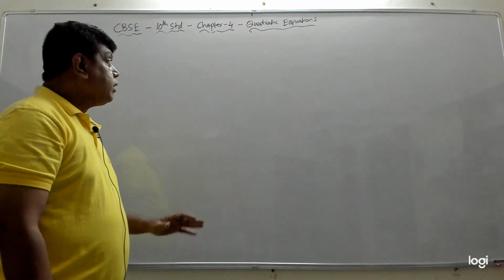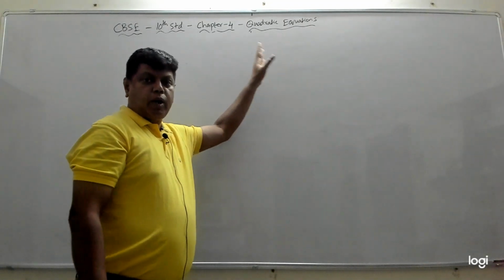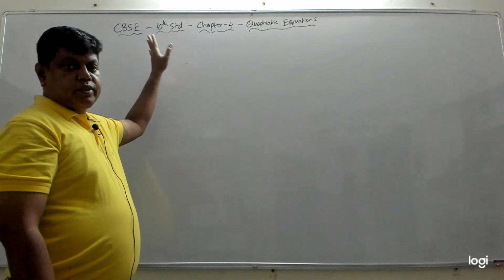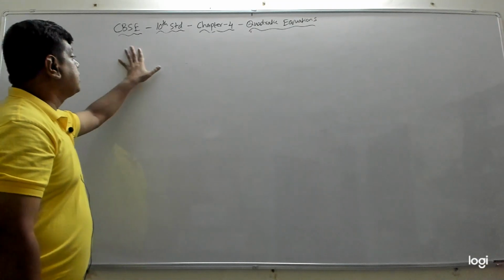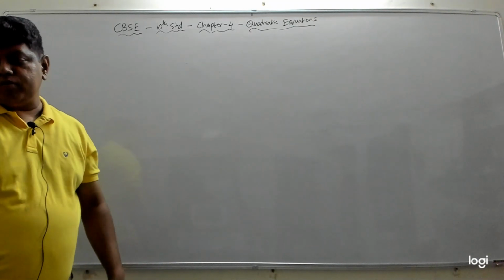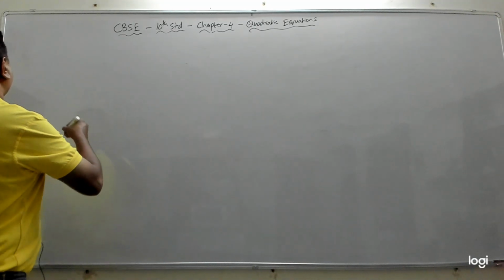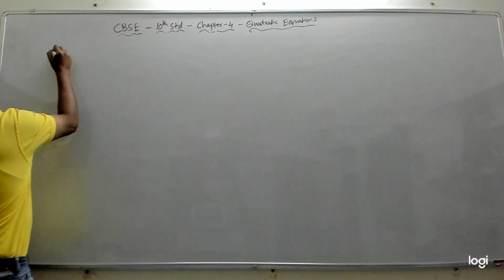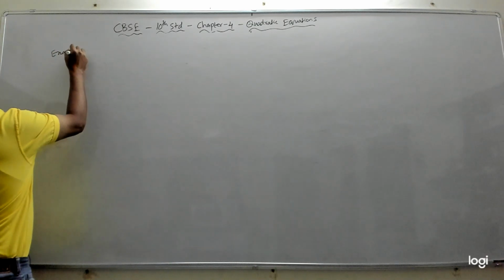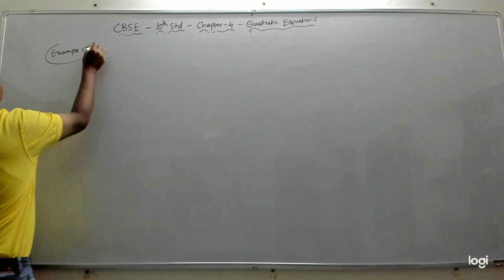In this session, we'll continue with the quadratic equation chapter from your 10th standard CBSE Mathematics. We will continue from example 15 on page number 87. So, example 15 from page number 87.